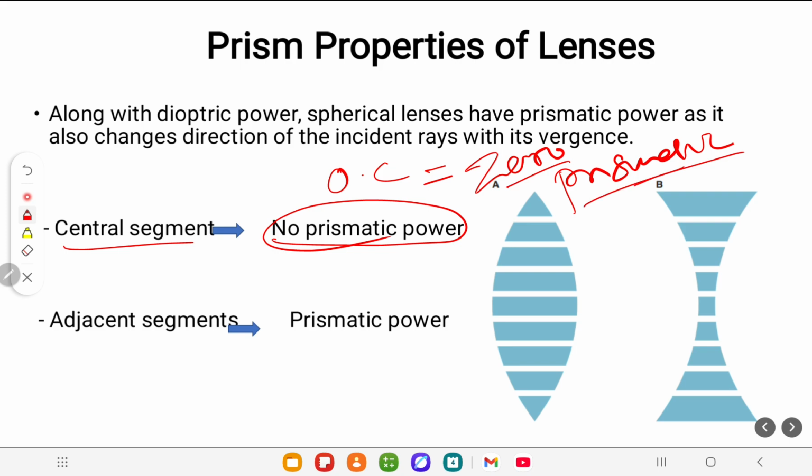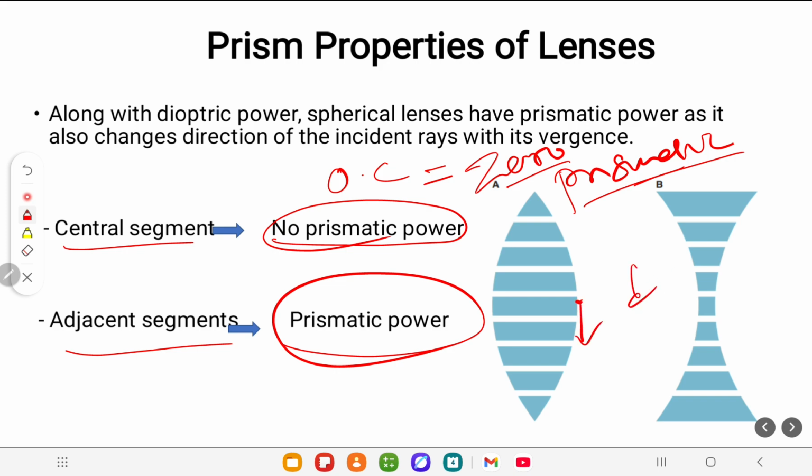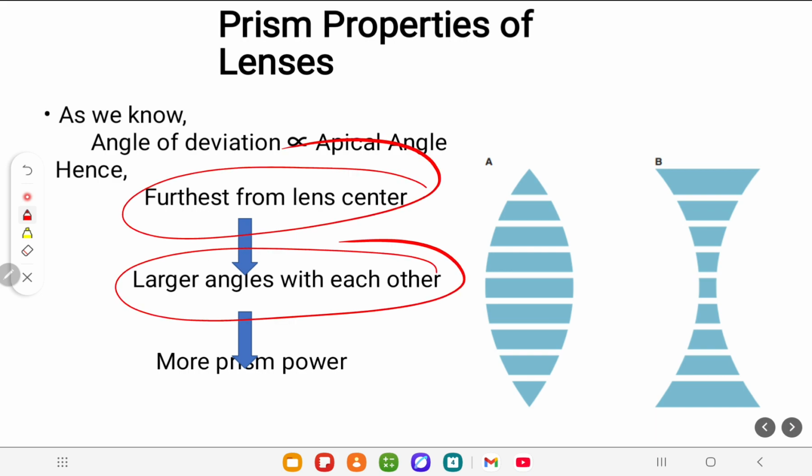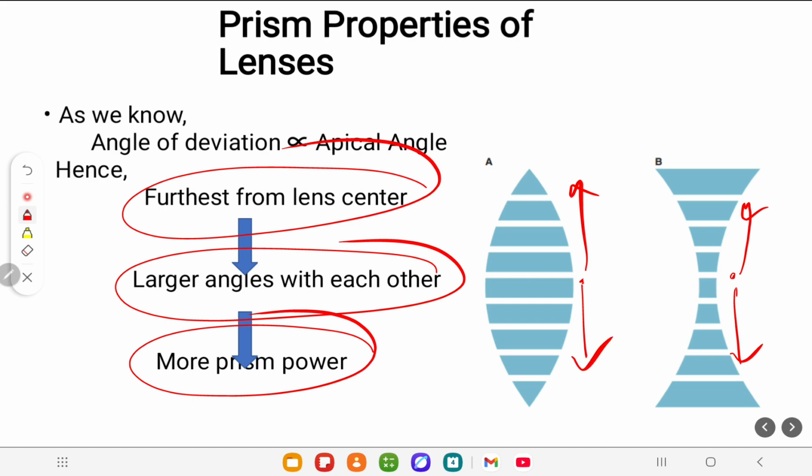Another way we can make the definition is that the adjacent segment has a prismatic power, but prismatic power depends upon two things: how far the distance is from the optical center, and the power of the lens itself. The higher the power, the higher the prismatic effect; the higher the distance from the optical center, the higher the prismatic effect. It's a very simple way to understand. So the further from the lens center, the larger the angle, and the more prism power it creates. As you move away from the optical center, the more prismatic effect you get from the lens.